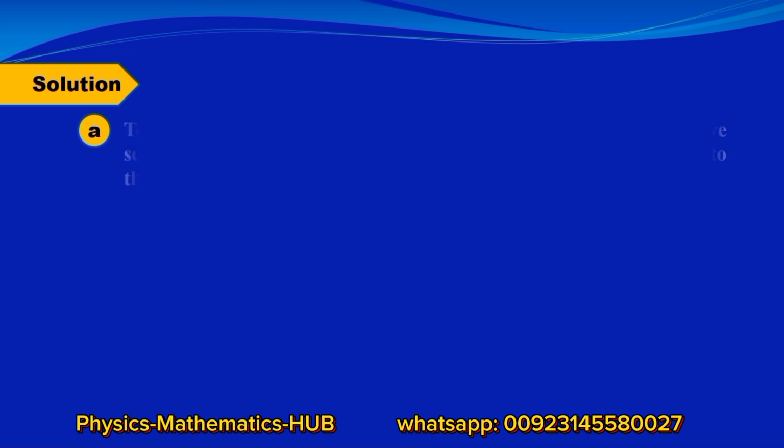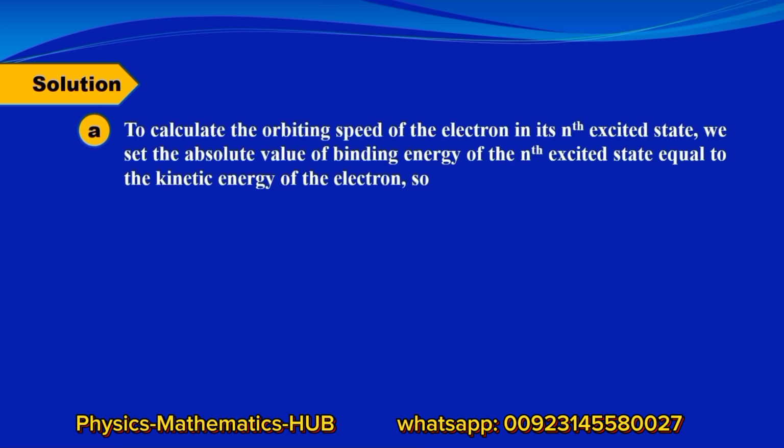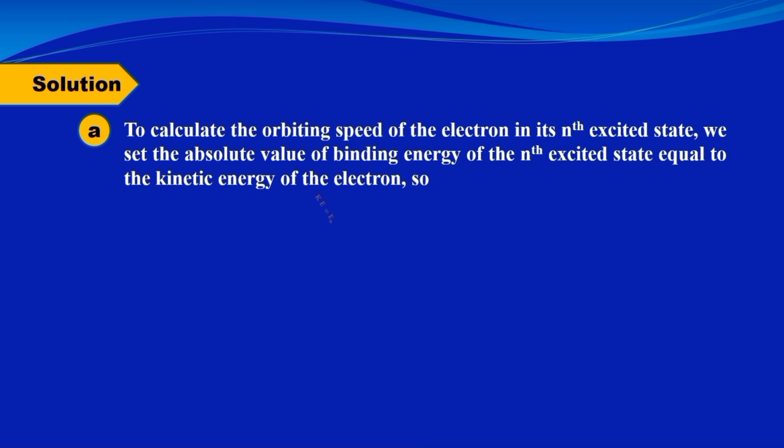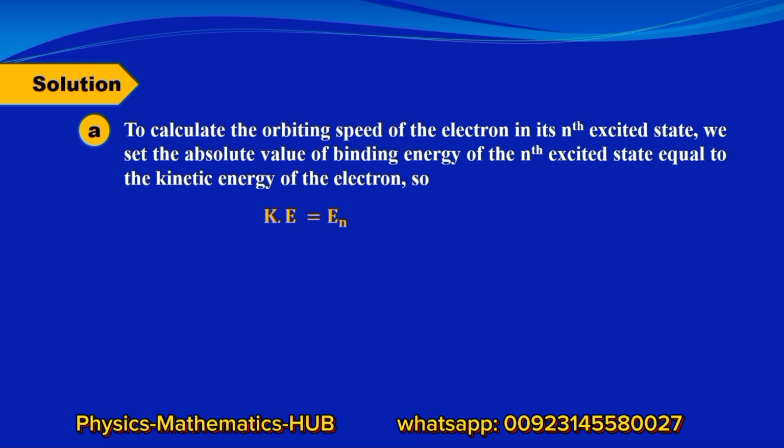First, we solve part A. To calculate the orbiting speed of the electron in its fourth excited state, we set the absolute value of the binding energy of the nth excited state equal to the kinetic energy of the electron. So the equation is given as kinetic energy equals En, where En is the binding energy of the nth excited state. Kinetic energy is 1/2 me v squared, which is equal to Z squared R divided by (1 + me/M) n squared.